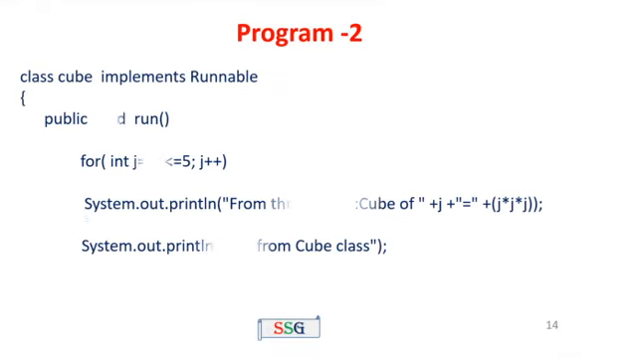The next class is class Cube implements Runnable. Here also the run method loops with j varying from 1 to 5 and prints the cube of j, that is 1 cube, 2 cube, 3 cube, 4 cube and 5 cube, and exits from the Cube class. Now at this stage we have two classes, the Square class and the Cube class.